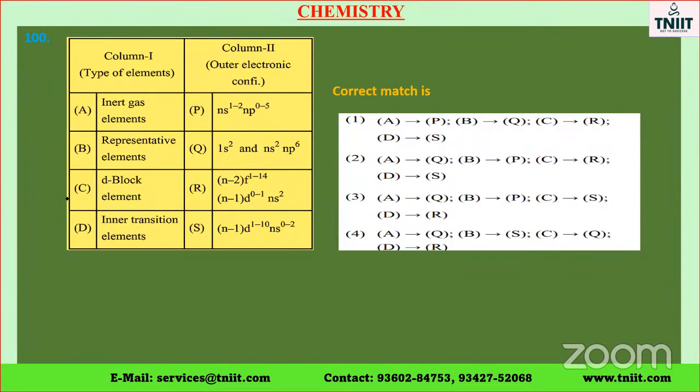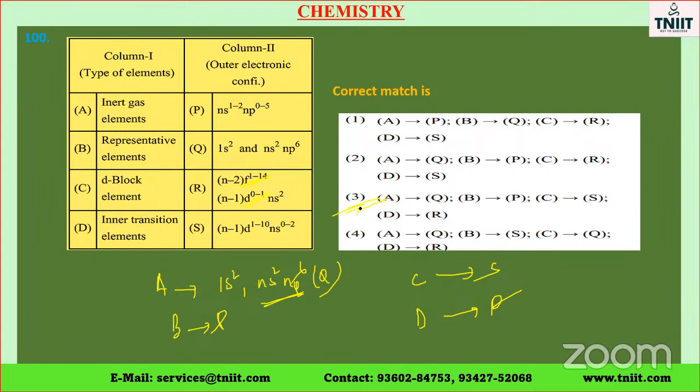The last question. Correct match. Inert gas, A has the configuration. Helium is 1s2, or other group elements ns2 np6, eight electron series. A is Q. Representative elements: the s block and the p block elements can be called representative elements. So B here is P. And C, d block elements. D block elements will have a general electronic configuration of (n-1)d1 to 10, ns0, 1 to 2. This is S. Inner transition elements are f block elements. It'll be R, since we have f orbitals here. Therefore, the answer for this question is option 3.